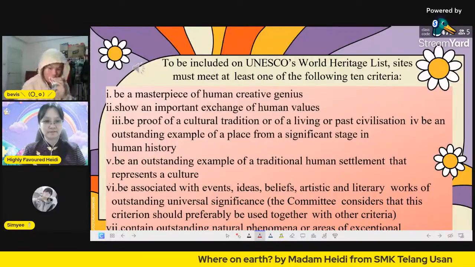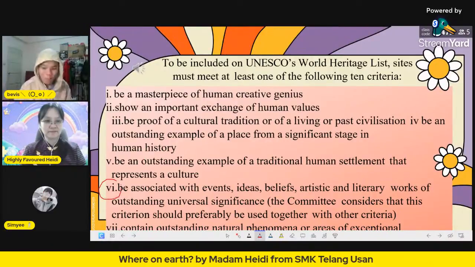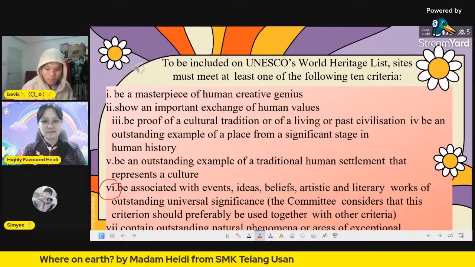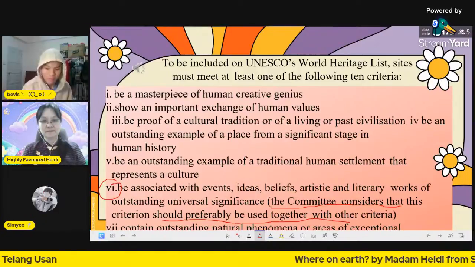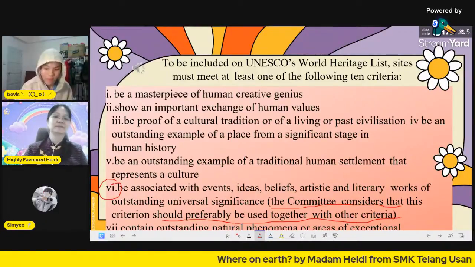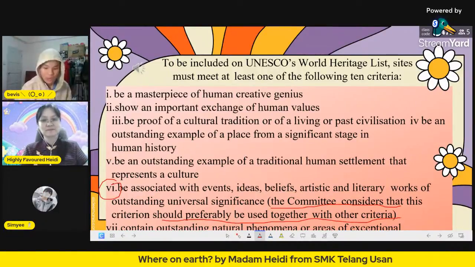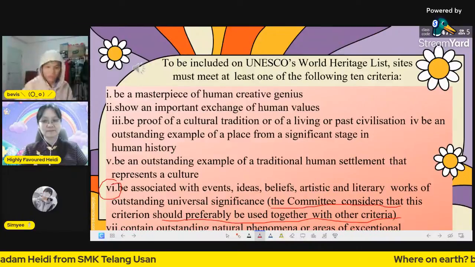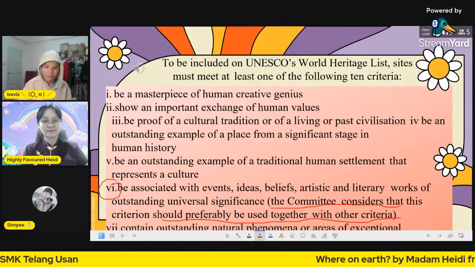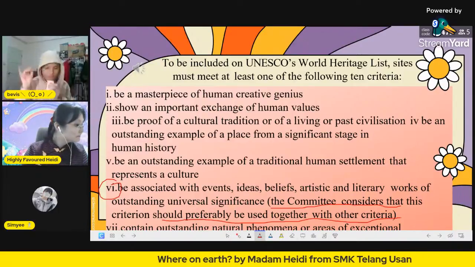7. Contain outstanding natural phenomena or areas of exceptional natural beauty. 8. Be outstanding examples of major stages in Earth's history. 9. Be outstanding examples of significant ecological and biological processes. 10. Contain significant natural habitats for biological diversity, including threatened species.